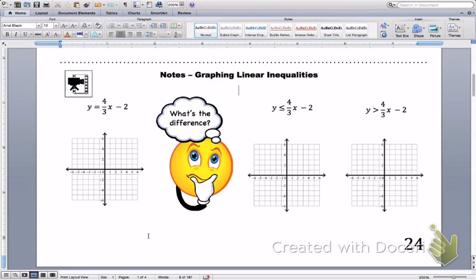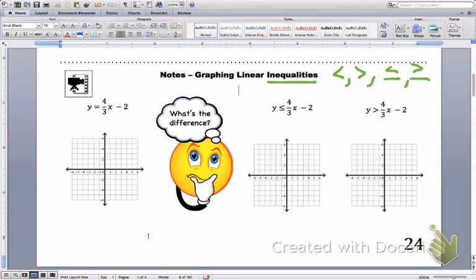We are going to be going over how to graph linear inequalities. This should be at the bottom of your first page under the Do Now. So first off, what does the word inequality or inequalities mean? It's pretty much these four symbols. Go ahead and write these down in your notes.